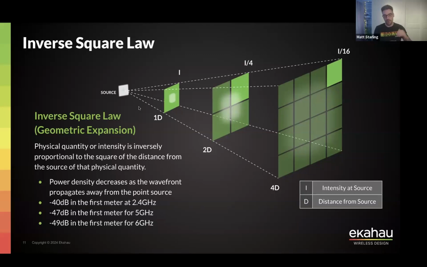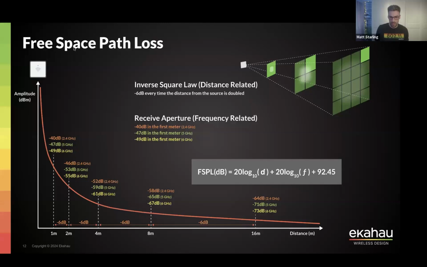Actually, every time you go up or down by 3 dB, you either have twice the power or half the original power. So to have 1/4 of the power would be down by 6 dB. And why that's kind of important to understand is when we look at the free space path loss, we've got an access point here transmitting out of its radio, and let's say the radio is configured currently at 0 dBm.